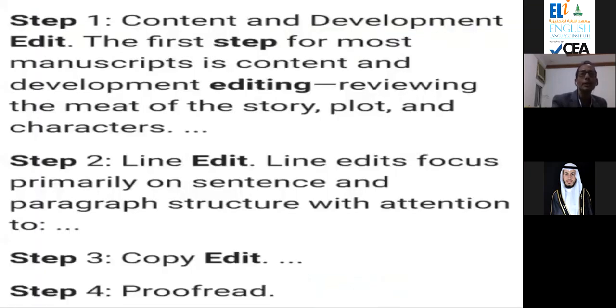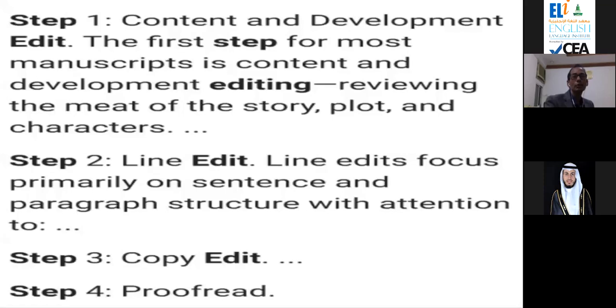So if I have to recap some of the things, what are the steps in content development? First step for most manuscripts is content development editing, reviewing the meat of the story. What is the meat of the story? Now, this is not the meat from the camel or from the cow or from the sheep. The meat of the story is the main substance, the body of the story, the plot, where it happens, the background, and the characters, who are going to play the roles.